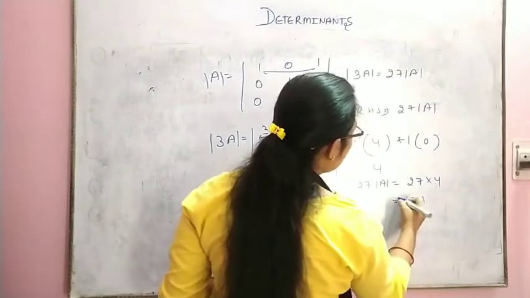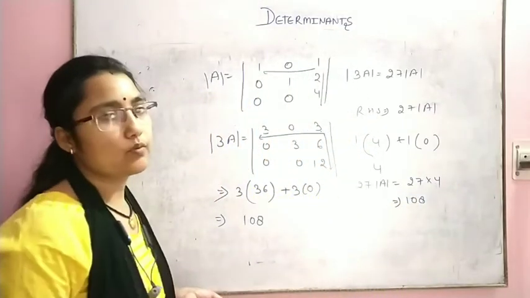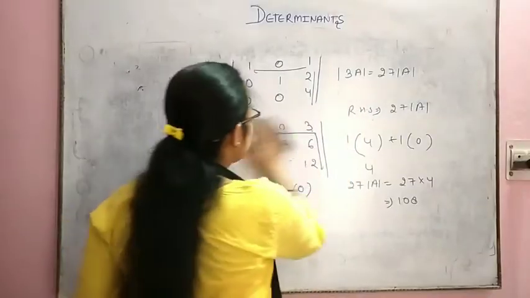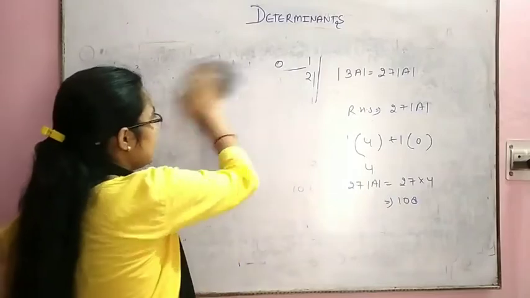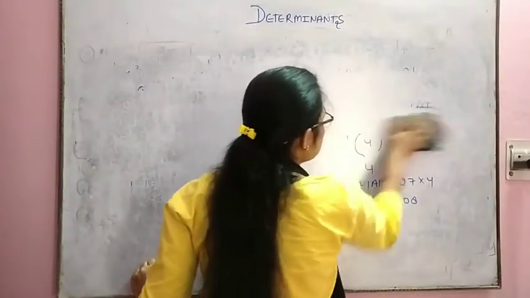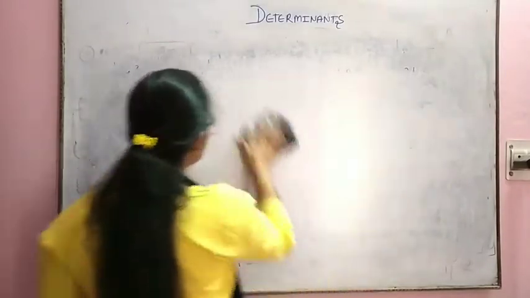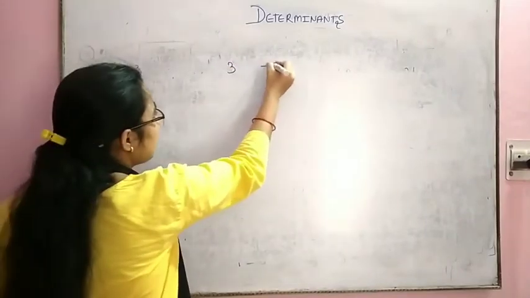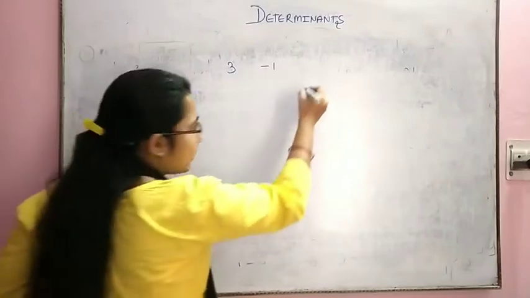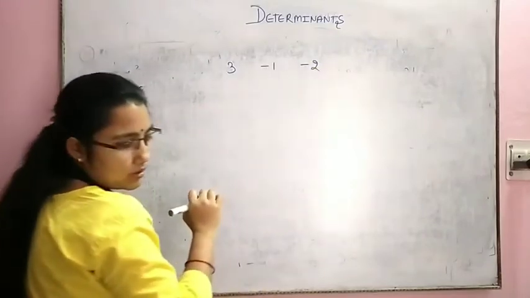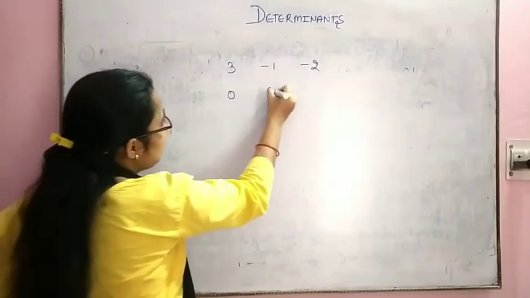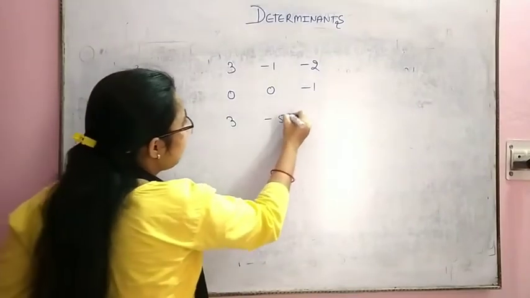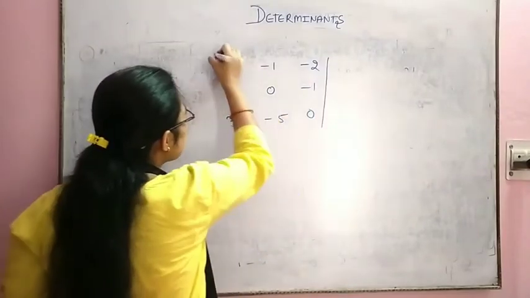We get again 108. That means left hand side equals right hand side. Now come to the next question. In the next question we have to find the value of different determinants. So first is given to you: 3, minus 1, minus 2, 0, 0, minus 1, 3, minus 5, 0.